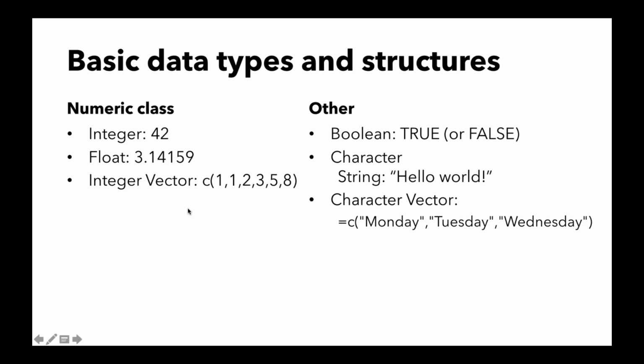If I did this, A would automatically be of type Boolean. Anytime you use that reserved word, true or false. If I say something like A is, I'll just say my name, this is an example of a character, or what we call in other programming languages a string. Anything with double quotes around it that are words. Numbers can have double quotes around them, but they'll be considered a character.